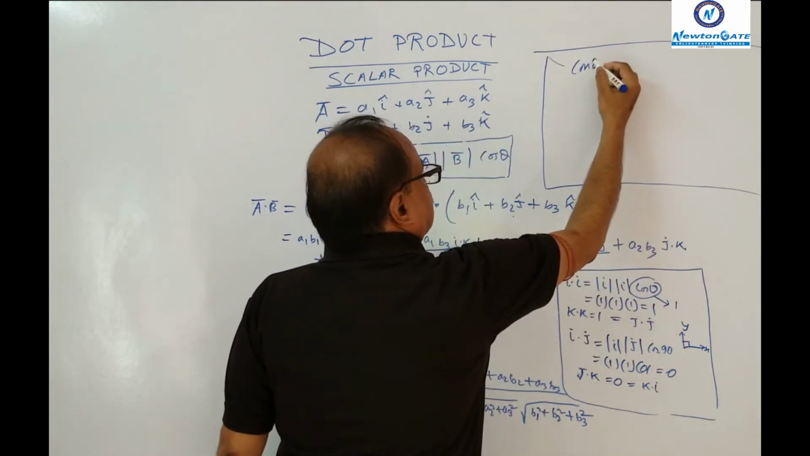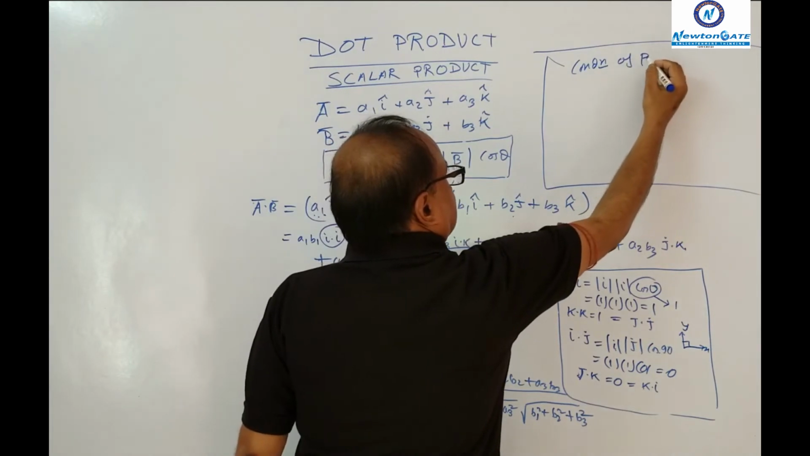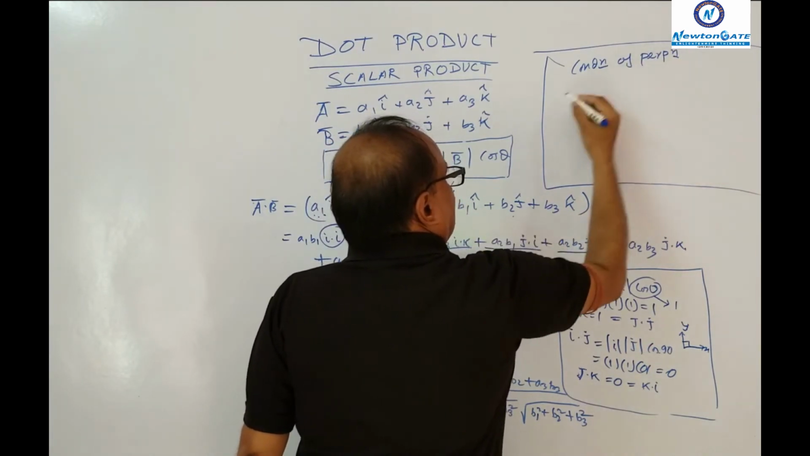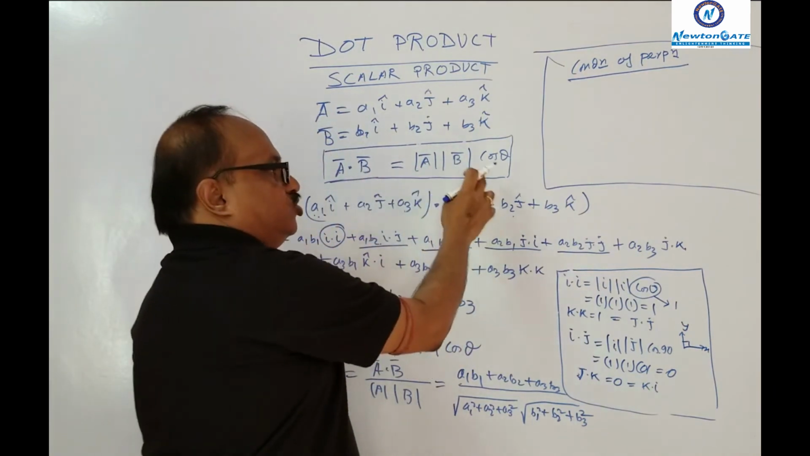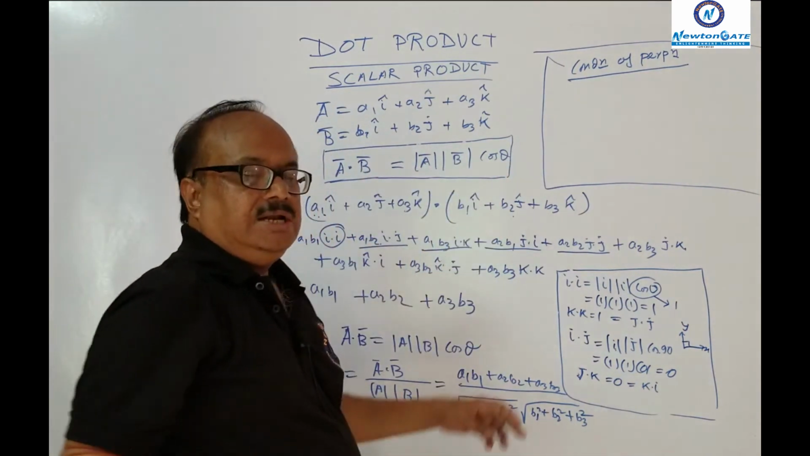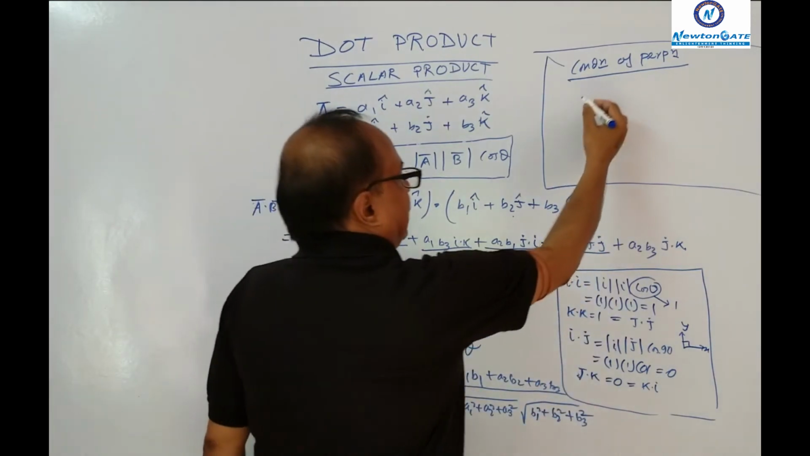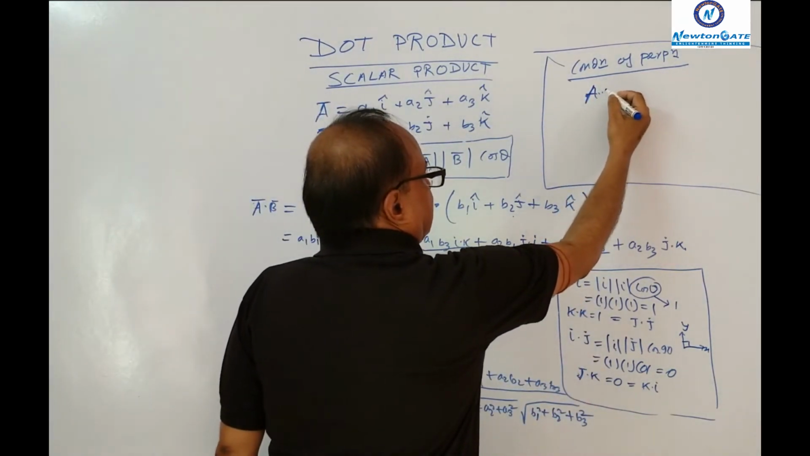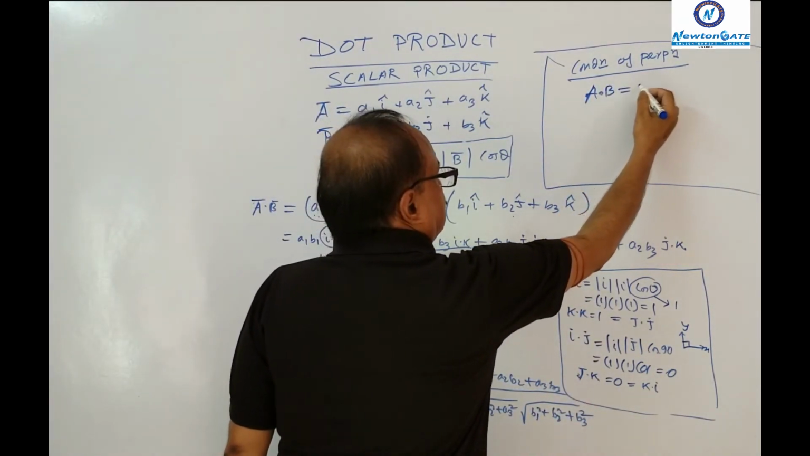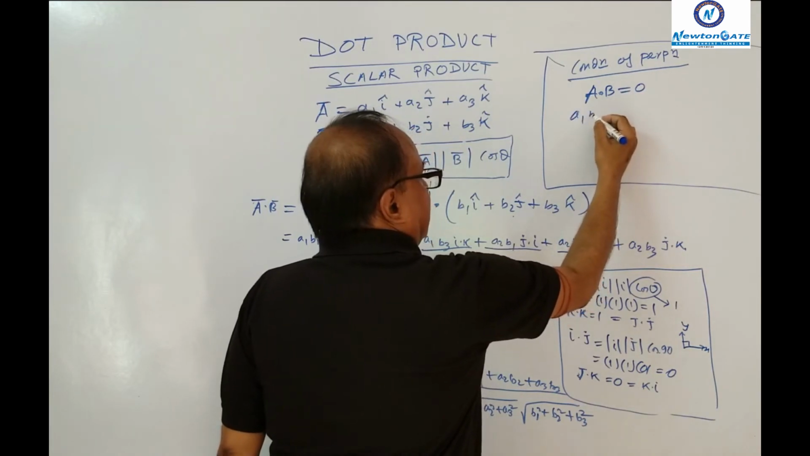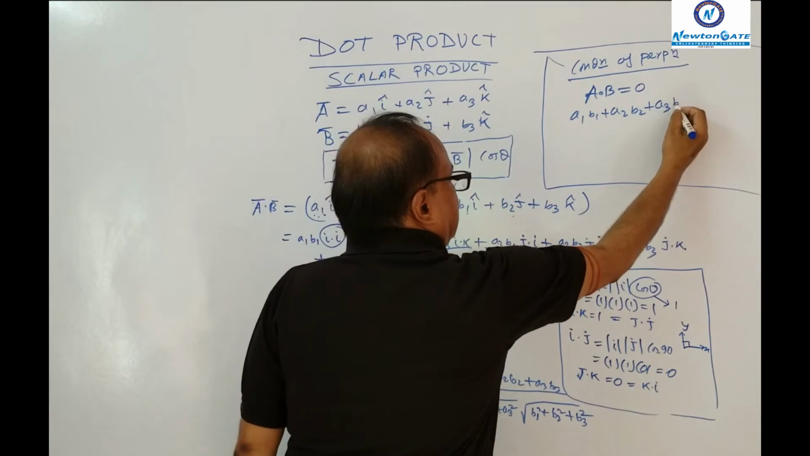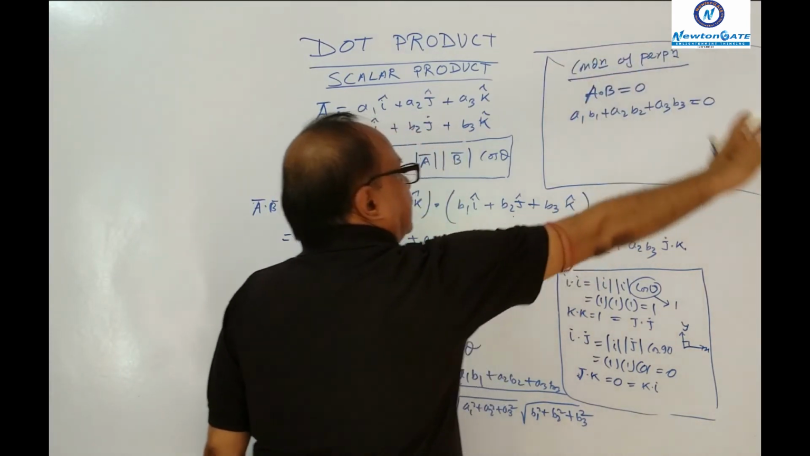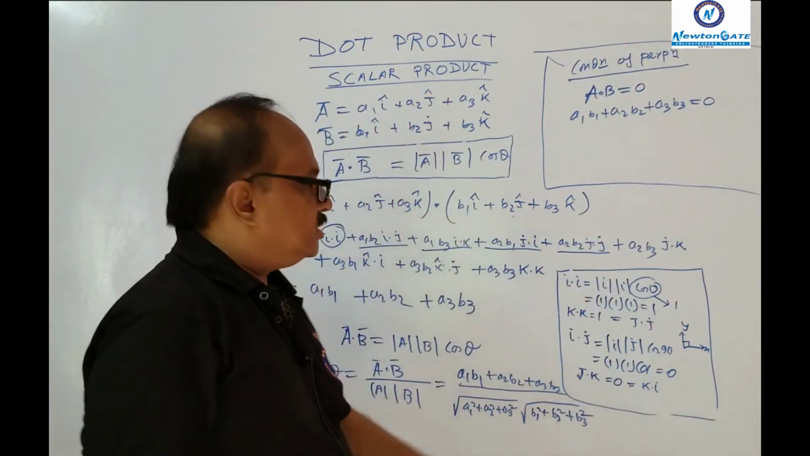Condition of perpendicular. In that condition of the perpendicular, you know that a dot b equals magnitude of a, magnitude of b into cos theta. And you know cos 90 is 0. So that means a dot b is equal to 0. That means basically you can say a1 b1 plus a2 b2 plus a3 b3 is equal to 0. That is the condition of perpendicular to them. Just finished.